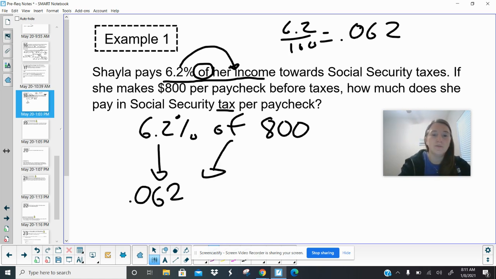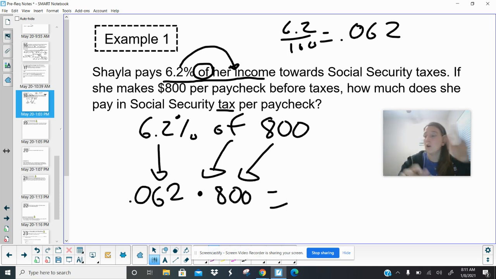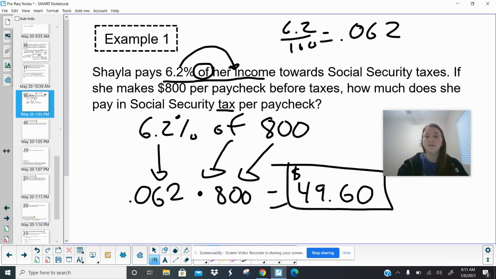What does of mean to do? Multiply. And do we change the 800? No, 800 is good to go. So this whole big scary problem with all of these words and Social Security, which we've learned nothing about, doesn't matter because all I'm doing is multiplying these two together. Now, this is the answer you get, but this is money. So I'm going to go ahead and add a zero and put a dollar sign. So that's how much she's paying in Social Security tax per paycheck.